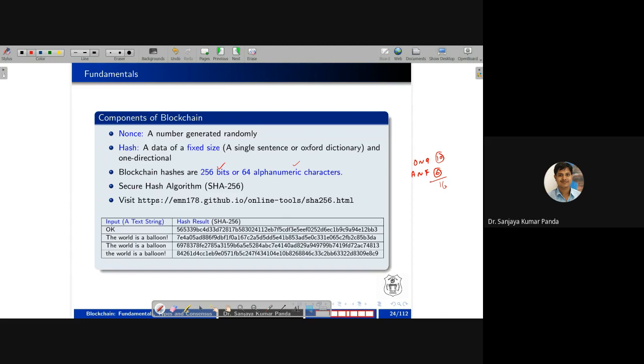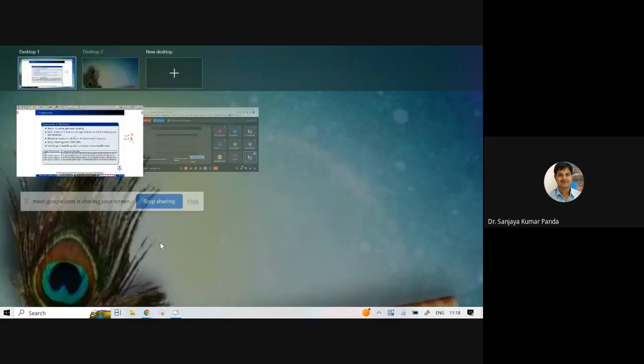Okay, you can visit this particular link. I'll share it in the chat box. You can visit this particular link where you can see how to generate the hash values. So let me share this one with you. Just a minute.